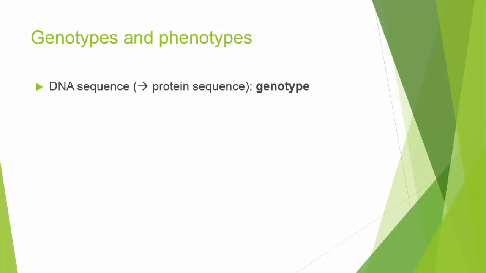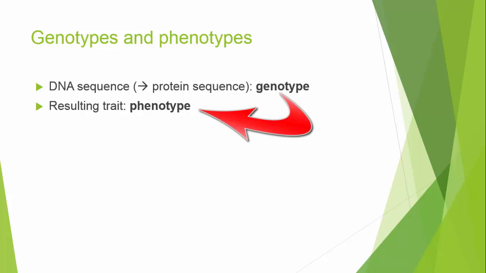Well, just a couple of quick terms relating to what we just discussed. DNA sequence, which again has a major impact on protein sequence, we refer to as genotype. So we will talk about, say, a patient's genotype for a specific gene. That's just the sequence. Whereas the resulting trait is the phenotype. You might think of phenotype as the outward manifestation of genotype.